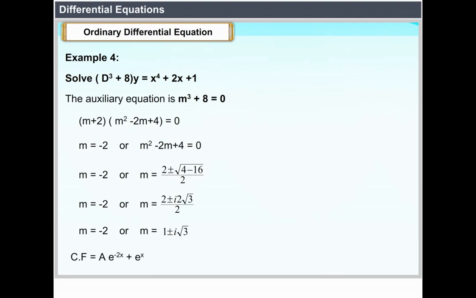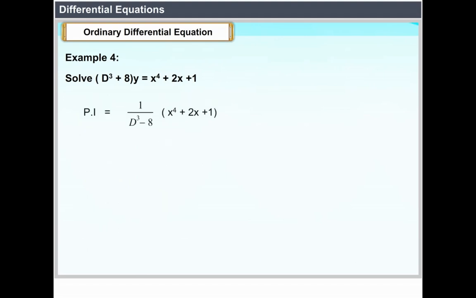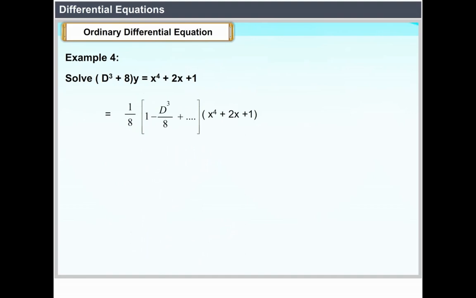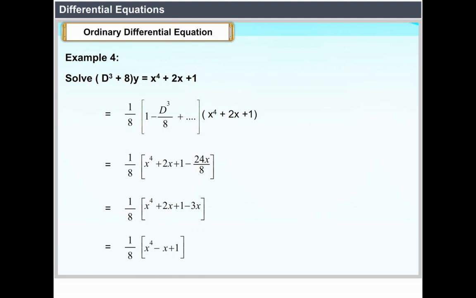CF equal to A into e power minus 2x plus e power x into (B cos root 3x plus C sin root 3x). PI equal to 1 by (D cube minus 8) into x power 4 plus 2x plus 1 equal to 1 divided by 8 into (1 plus D cube divided by 8) into x power 4 plus 2x plus 1 equal to 1 by 8 into (1 plus D cube divided by 8) whole power minus 1 into x power 4 plus 2x plus 1 equal to 1 by 8 into (1 minus D cube divided by 8 plus etc.) into x power 4 plus 2x plus 1 equal to 1 by 8 into (x power 4 plus 2x plus 1 minus 24x by 8) equal to 1 by 8 into (x power 4 plus 2x plus 1 minus 3x) equal to 1 by 8 into (x power 4 minus x plus 1).